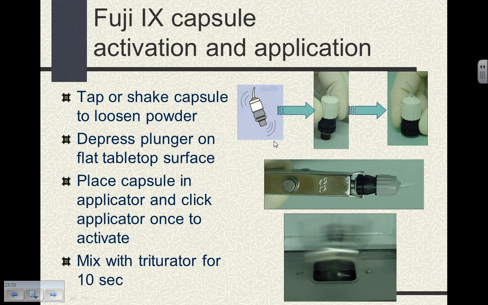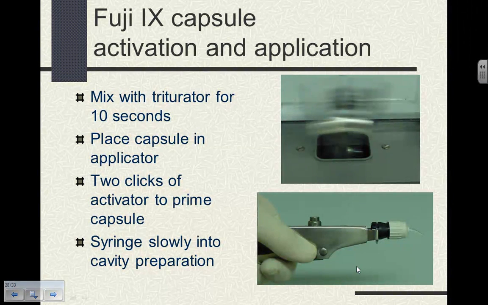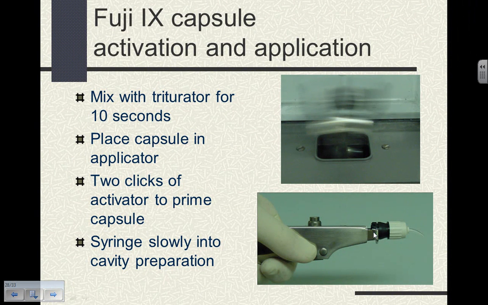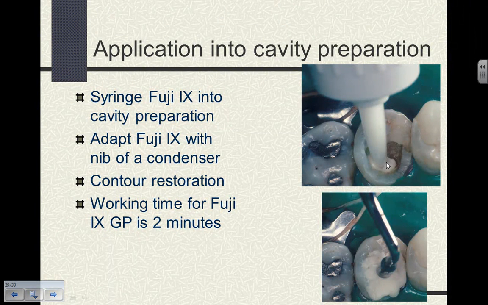So we tap or shake or loosen the capsule. We place it on a tabletop and depress the plunger. We click it once to activate, and then we mix it on a high-speed triturator for 10 seconds. We take it out of the triturator, put it into the applicator, 2 clicks to prime the capsule, and this metal button on top releases the plunger so you can remove the capsule when you're finished, and then you're going to slowly syringe it in the cavity preparation. It's going to be putty-like.